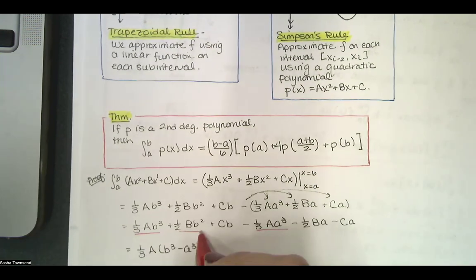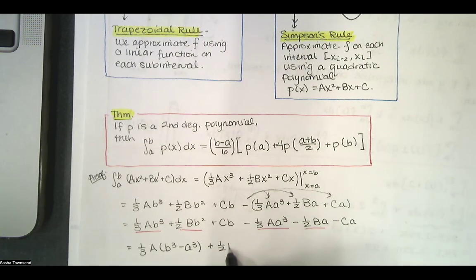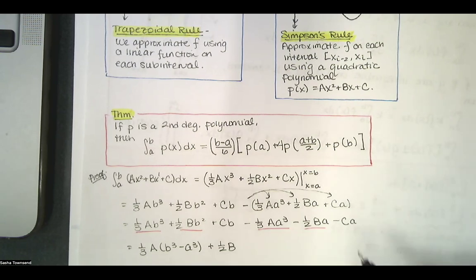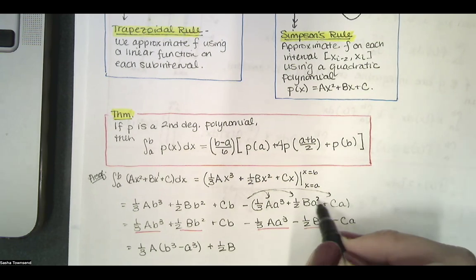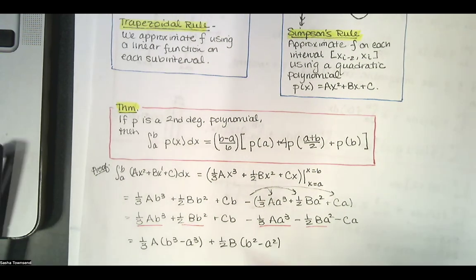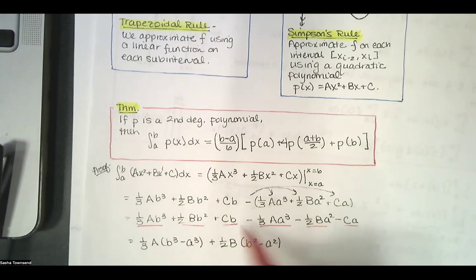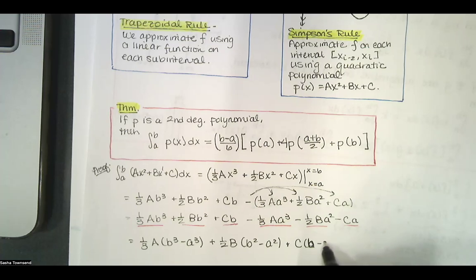Then these two terms are similar. I'll factor out the 1/2 capital B, and then I've got a b squared minus, I think I wrote, shouldn't that be squared? Yeah, that should be a squared. B squared minus a squared. And then these two terms look similar. I've got a CB minus CA. So if I factor out the C, we got C times B minus A.